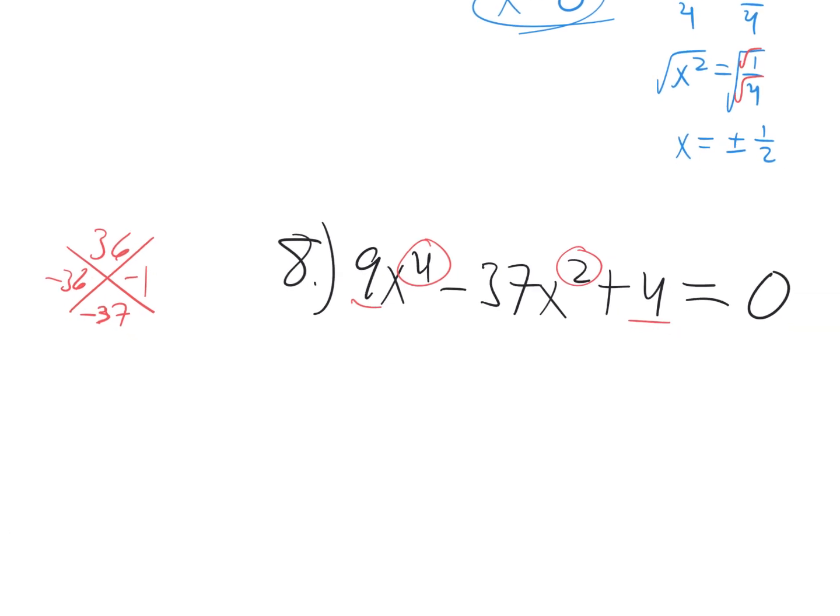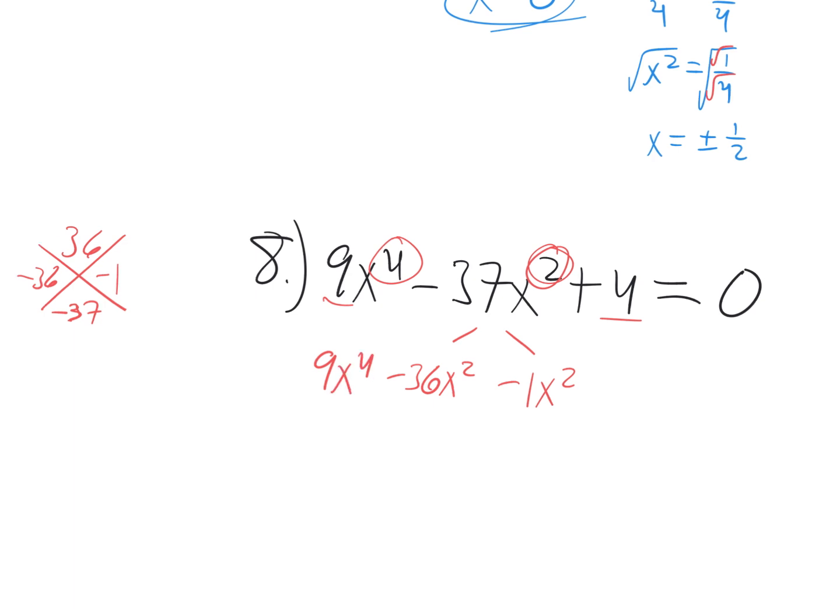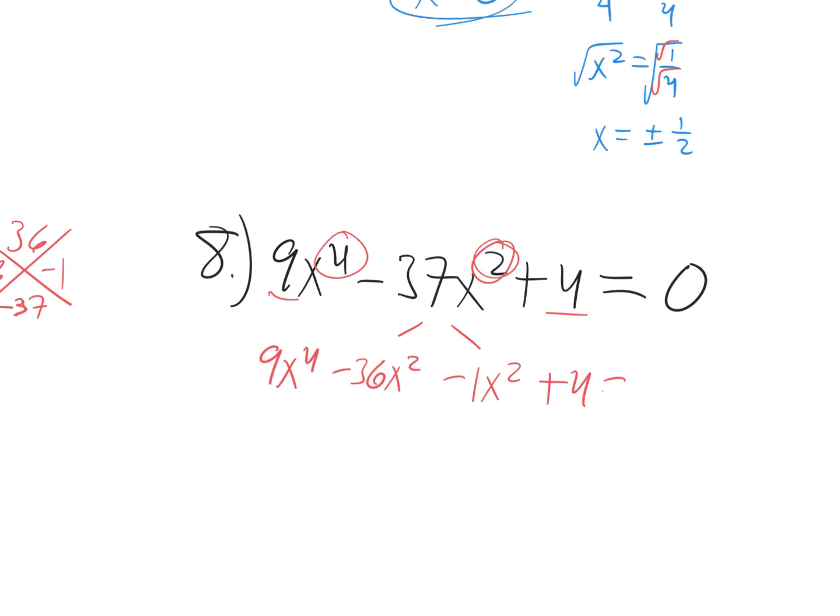And so from here we can split up our middle term. It's going to be minus 36x squared minus 1x squared. Remember, our middle term was a squared term. And then we can bring down the 9x to the 4th and bring down the plus 4. All right, and then now we can group the first two and group the second two. Pull out a GCF.